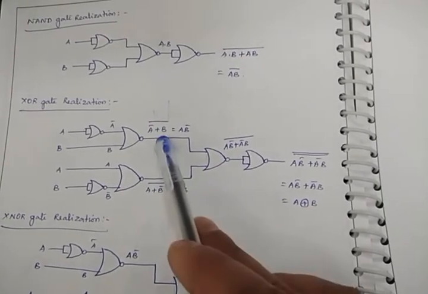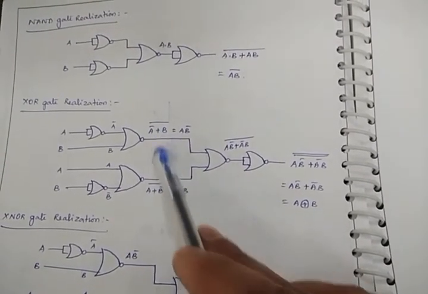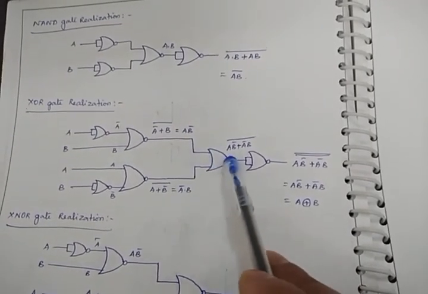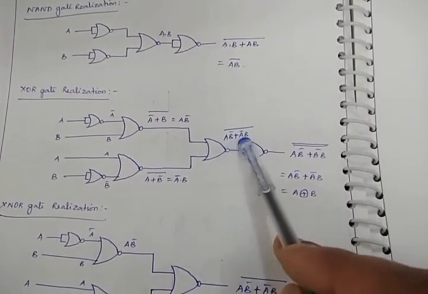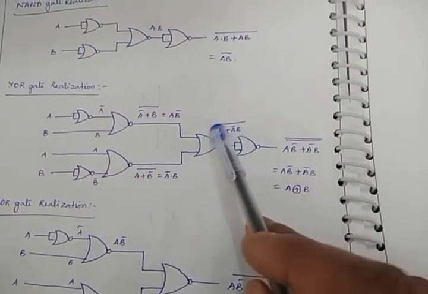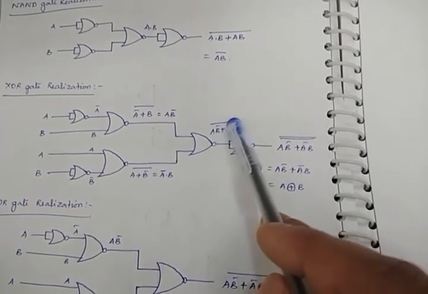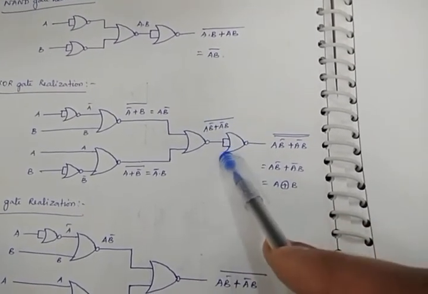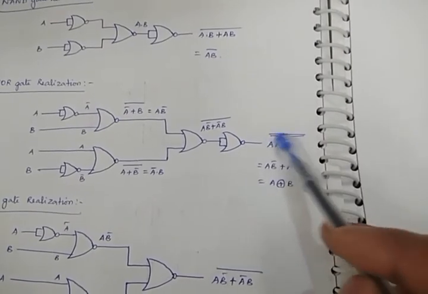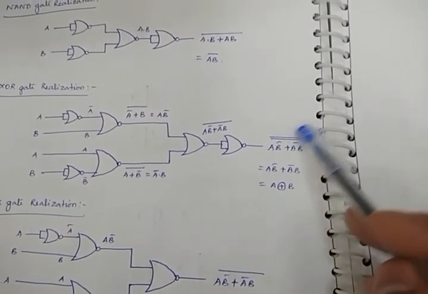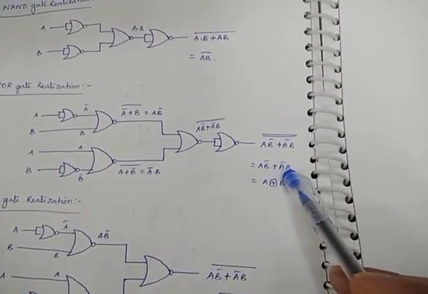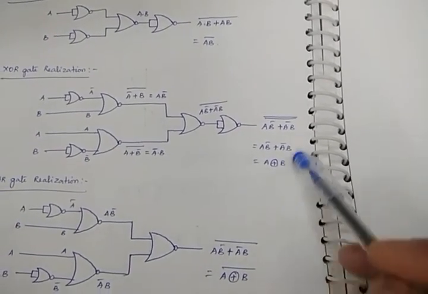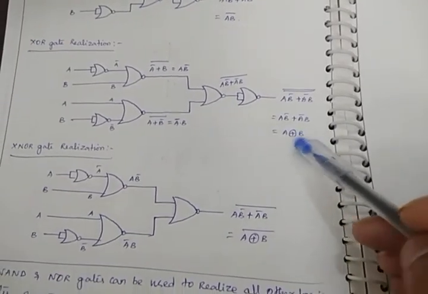This we got by using De Morgan's again, right? And these two outputs are given to the NOR gate. Then we will be getting actually A B bar plus A bar B whole bar, but this complement we don't want. So for cancelling this one, again I am using one more NOR gate. So here double bar comes, the double bar gets cancelled. Finally A B bar plus A bar B came. That is nothing but the exclusive OR output.